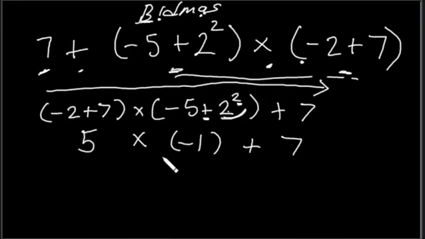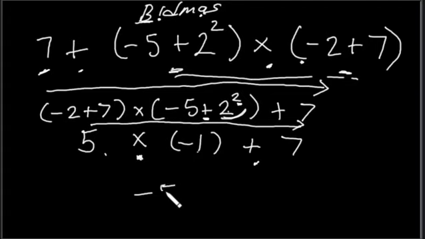And we can see this is in perfect order. We have our multiplication sign here, and our addition sign here. We're going to go again from the left to the right. So we're going to say 5 times minus 1 would be minus 5, plus 7, and that equals 2.